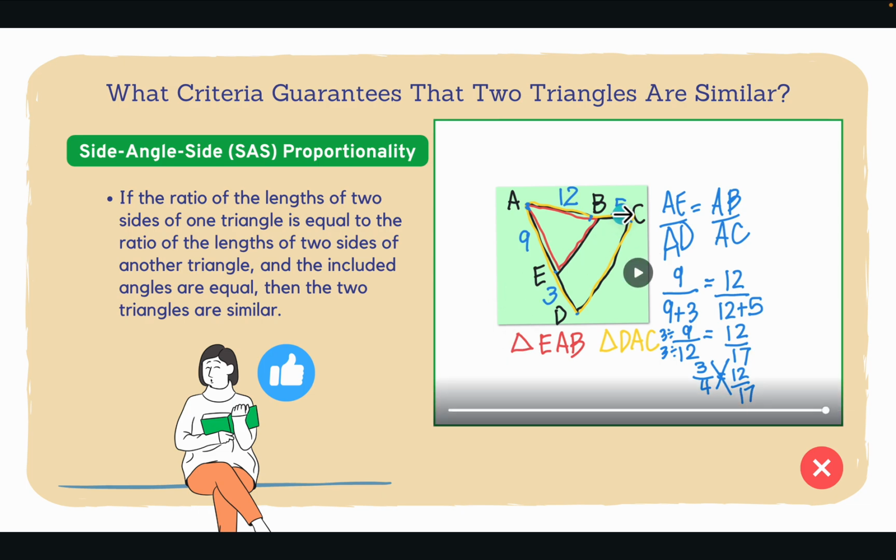Perhaps if something changed here, like this went down to 4 inches or 4 centimeters, which would leave this at 12/16, which would become 3/4, then I might be closer to getting two triangles that are similar.